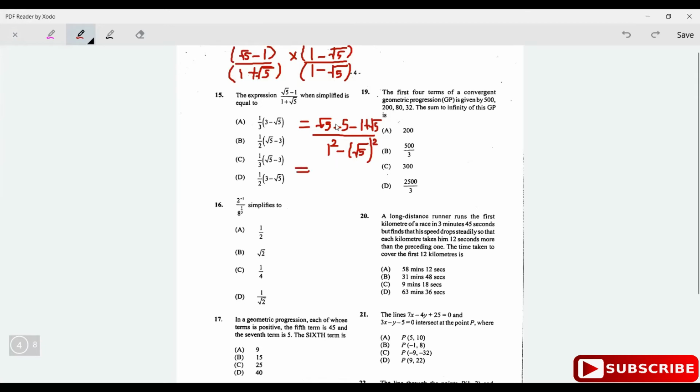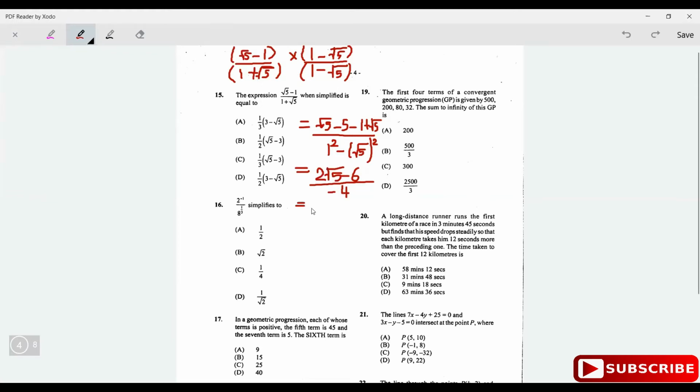So simplifying, you're going to get root 5 plus root 5 is 2 root 5. So you get 2 root 5 minus 5 minus 1 is minus 6. So you get 2 root 5 minus 6 divided by 1 squared minus root 5 squared. That's 1 minus 5. 1 minus 5 is negative 4. Now, what you can do is factor out 2 over 4.